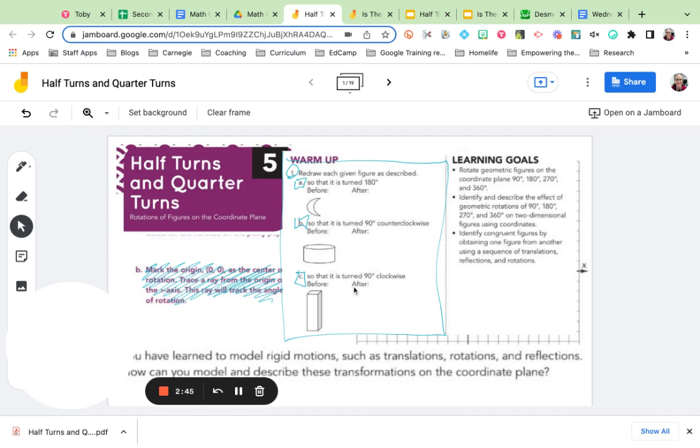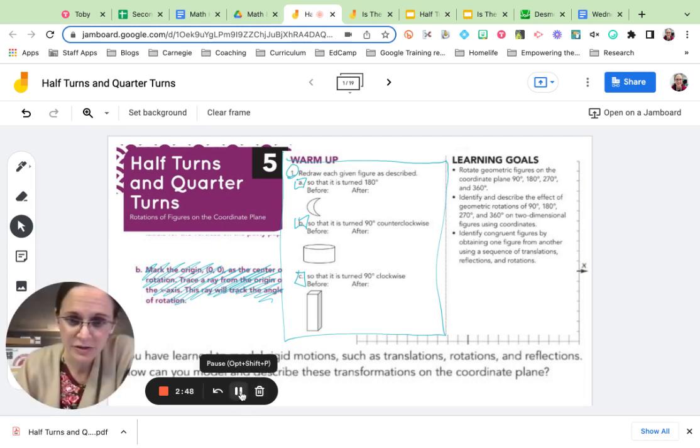I'm actually going to work backwards and start on example C with our 90-degree clockwise rotation. That would mean that it's 90 degrees that way. That's the clockwise direction. Now here's my drawing. You can see I've taken this rectangular prism and I have rotated it 90 degrees clockwise, and now it's on its side, and the shaded part is on the bottom.